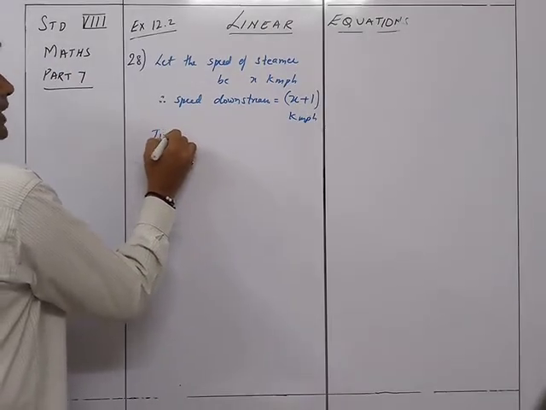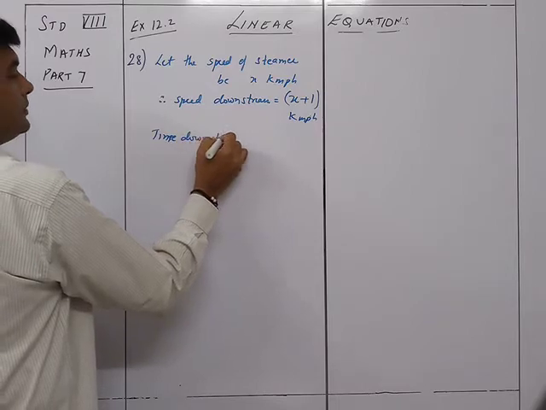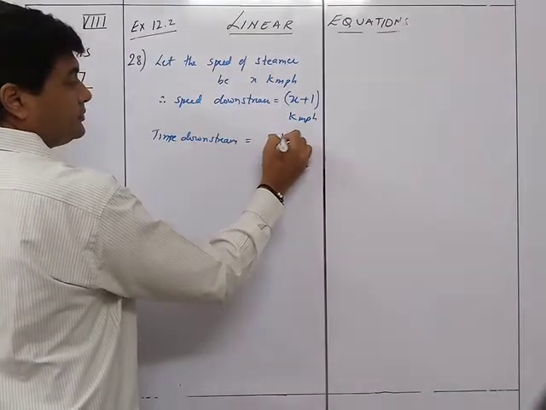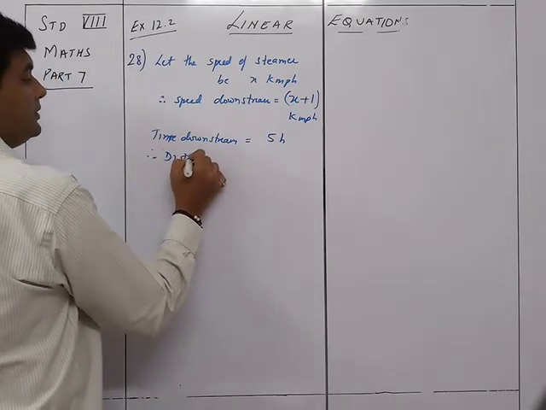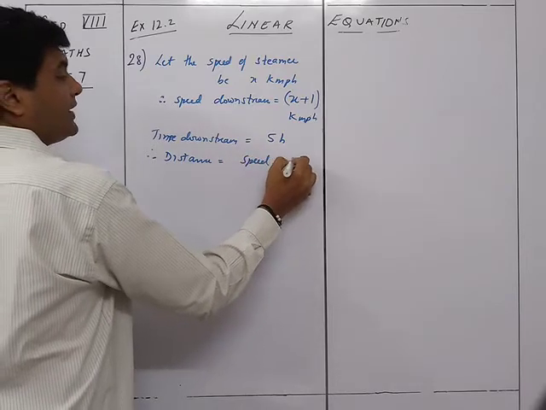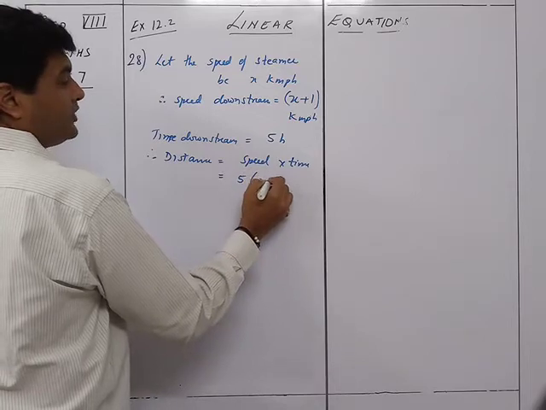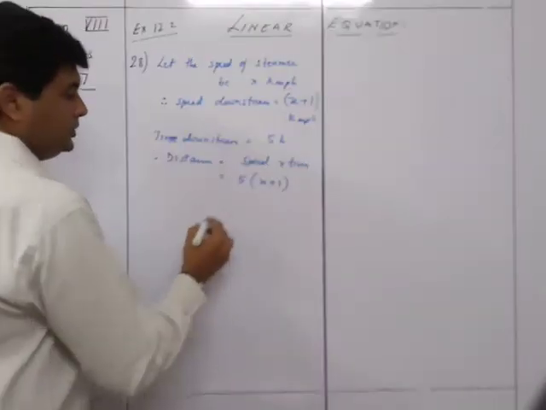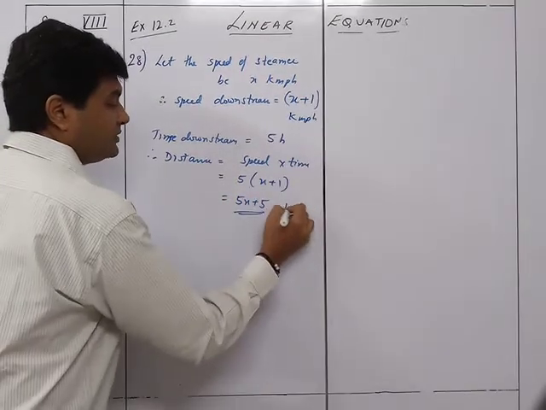Now time downstream is given as 5 hours. Therefore distance is equal to speed into time. So that will be 5 into x plus 1, or x plus 1 into 5. It's one and the same. So that will be 5x plus 5 kilometers.